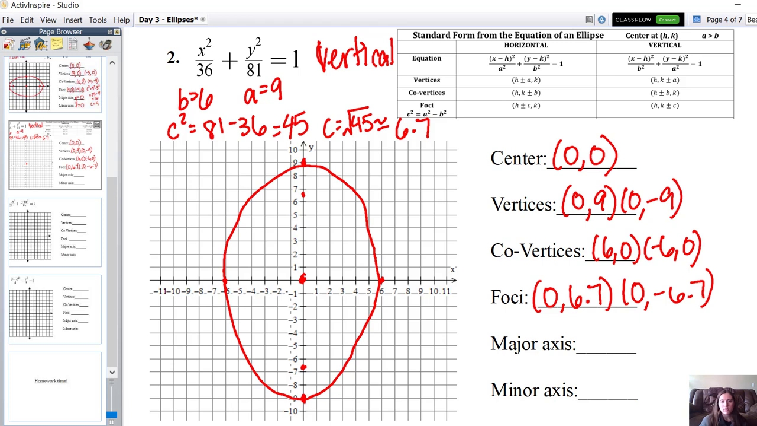And there's a very rough sketch of our ellipse. The major axis is the line that connects our vertices. In this case, that's a vertical line, so it's x equals, and that x value is 0. The minor axis connects our co-vertices. That's y equal to 0. Let's look at the next one.